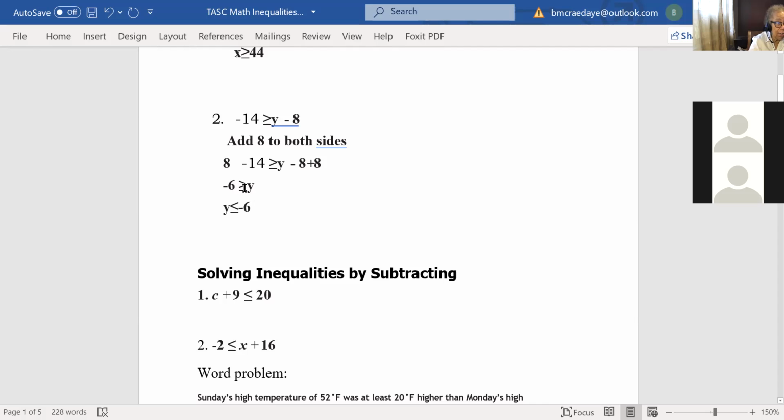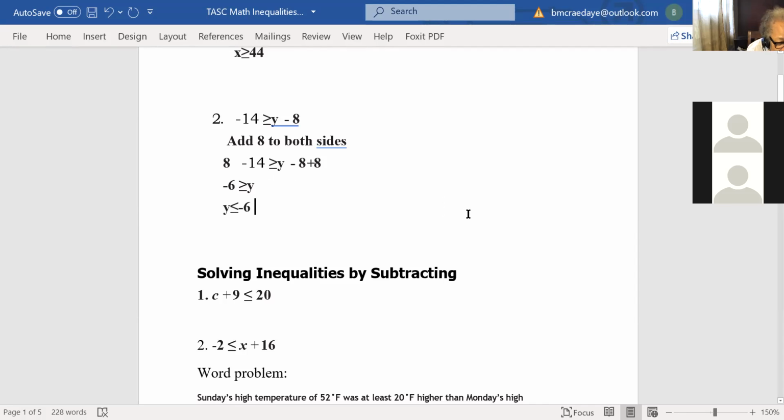-6 is greater than a -7. It's greater than a -8, just like we said here. Yes. And -7 is less than a -6, the same way a -6 is greater than or equal to a -7. So it works both ways. We get the same answer, right?